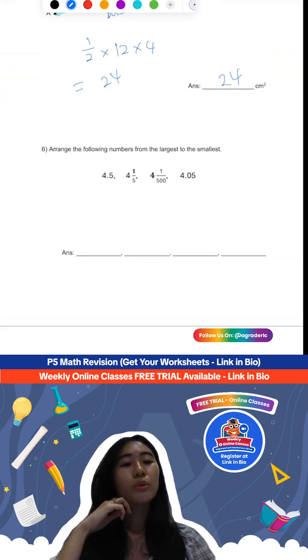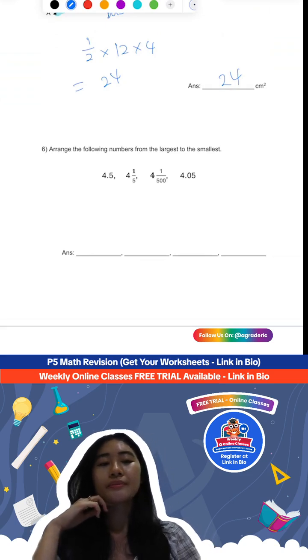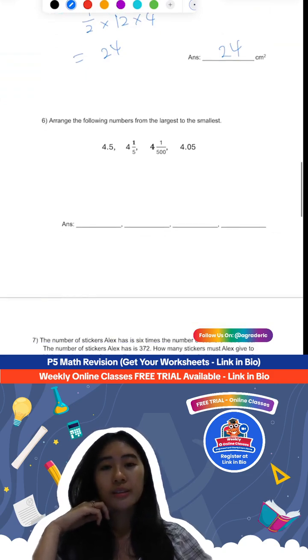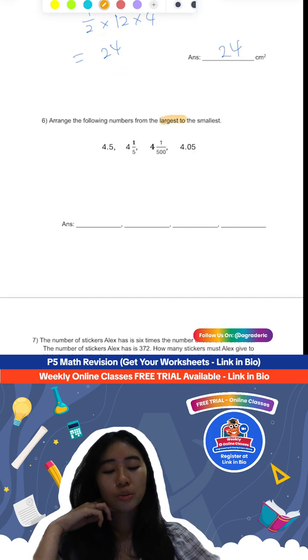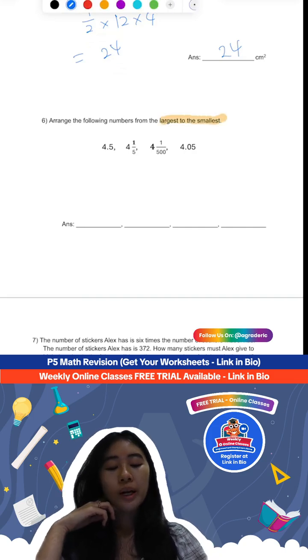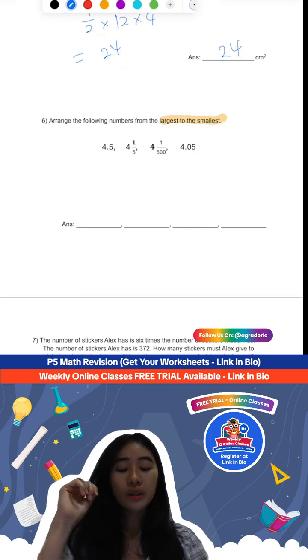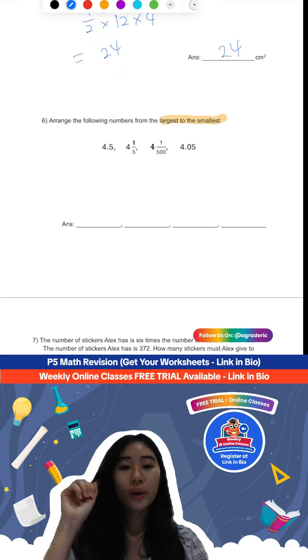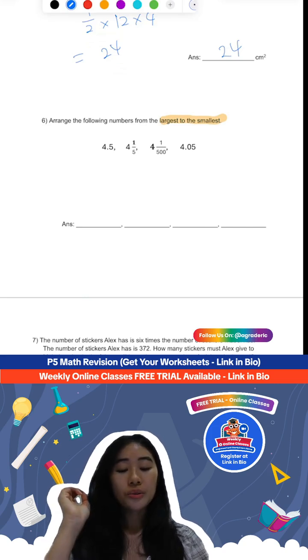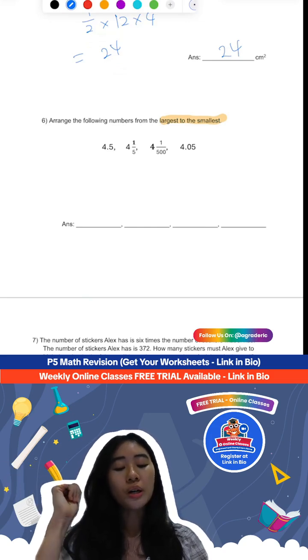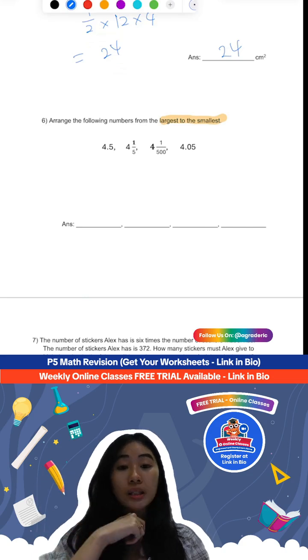All right. Yes, I think most of you are correct. Let's take a look at this. So largest to smallest, huh? You are given a mixture of decimal and fractions. So I would suggest you just choose one, okay, and then stick to it. So do you prefer to use fraction or decimal? Up to you. I would think decimal is easier to compare.